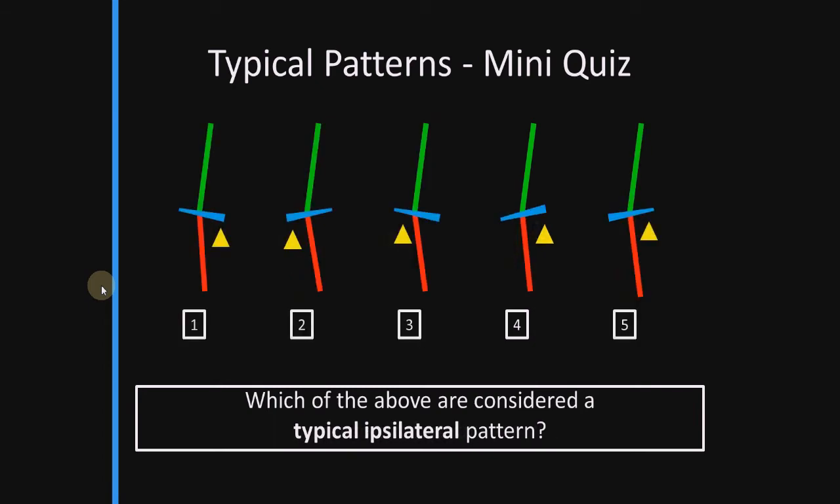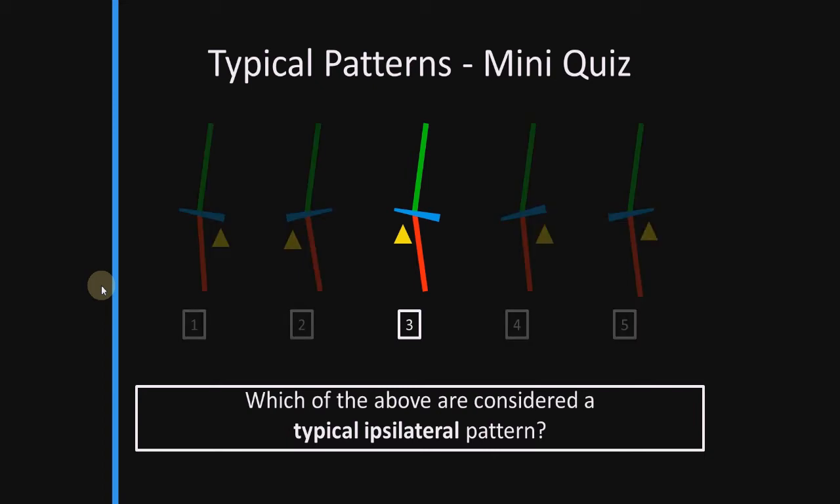If we were to look at the ipsilateral patterns, pause the video and look to decide which is a typical ipsilateral pattern. The answer is number 3.